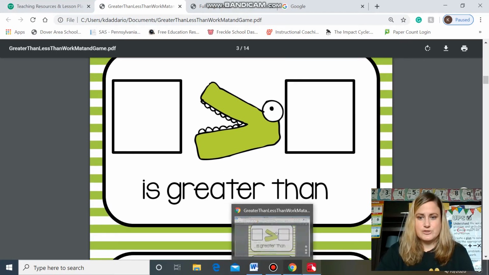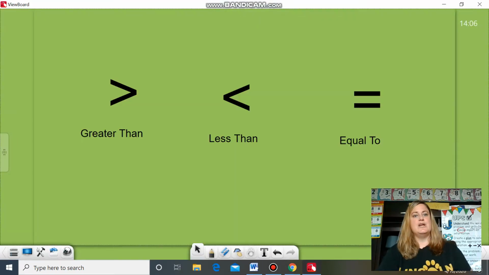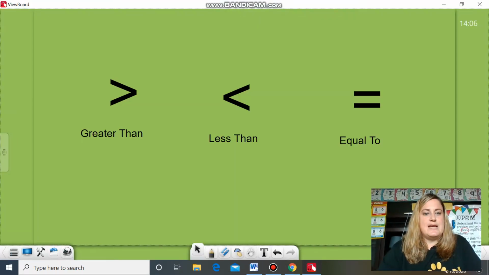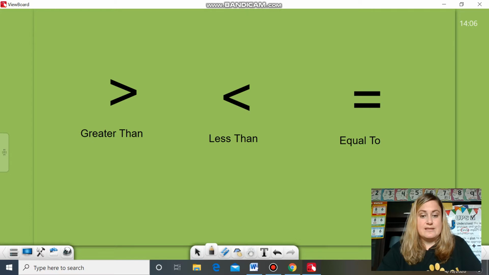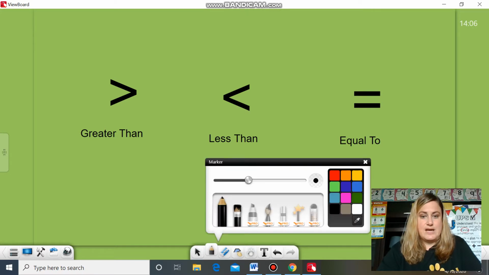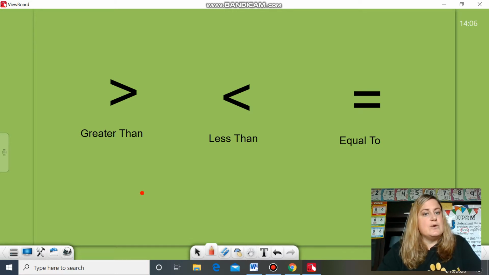So let me go back to my green page here. We know the alligator mouth likes to eat the bigger numbers. There's another trick we can think about as well, where we look at the size of the opening of each sign. So let me get my marker up here. If you look at the greater than sign, and we know greater means more or bigger, you can see that the opening on this side is bigger, and there is no opening on this side.